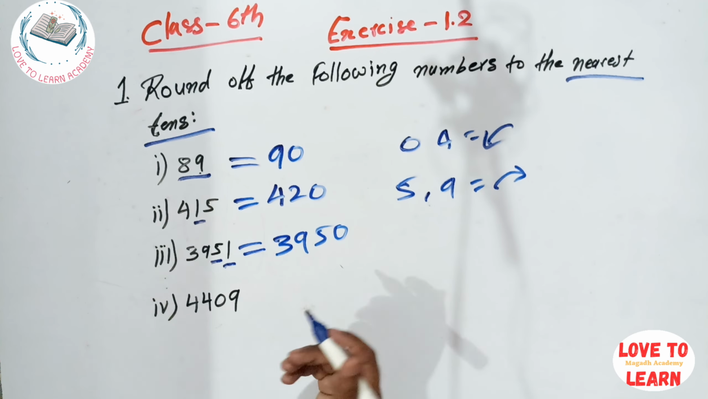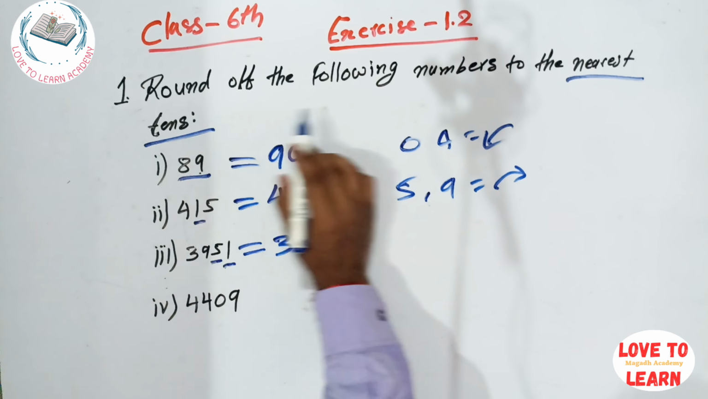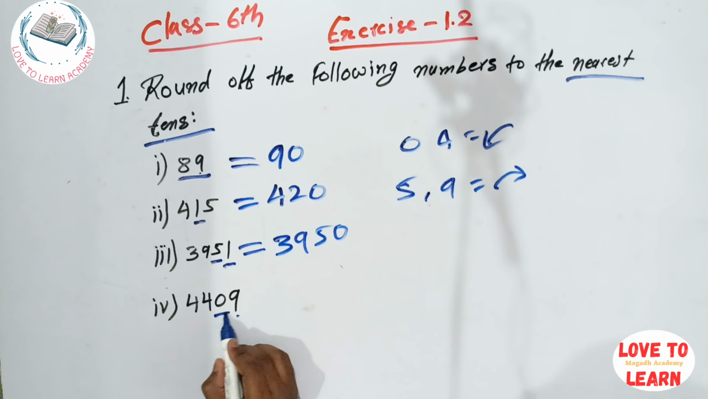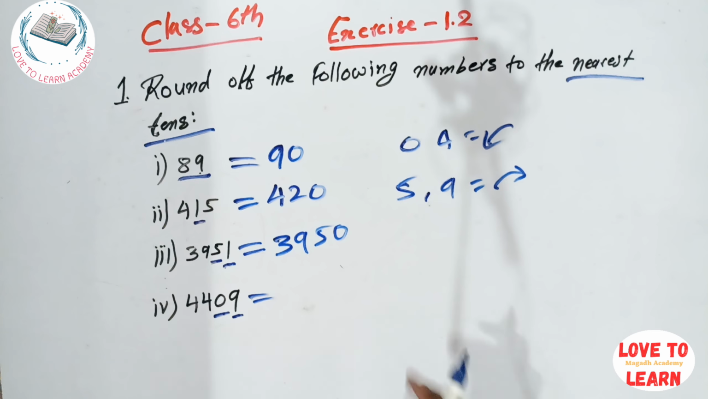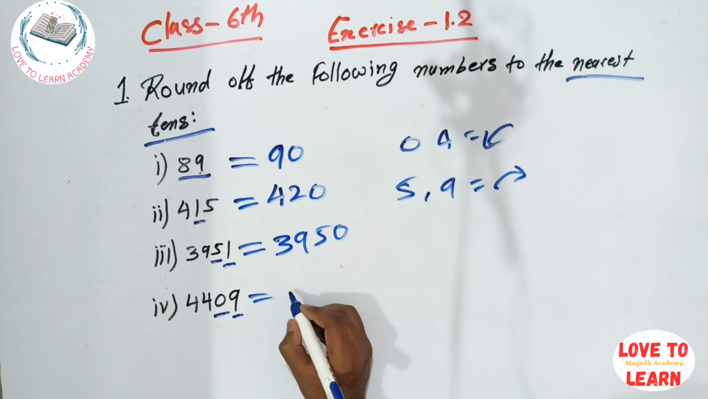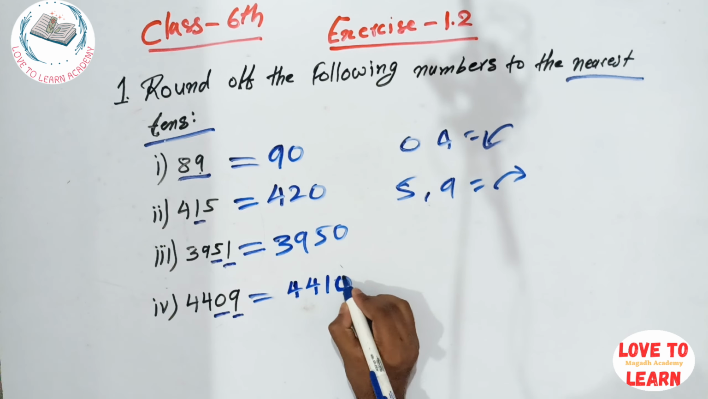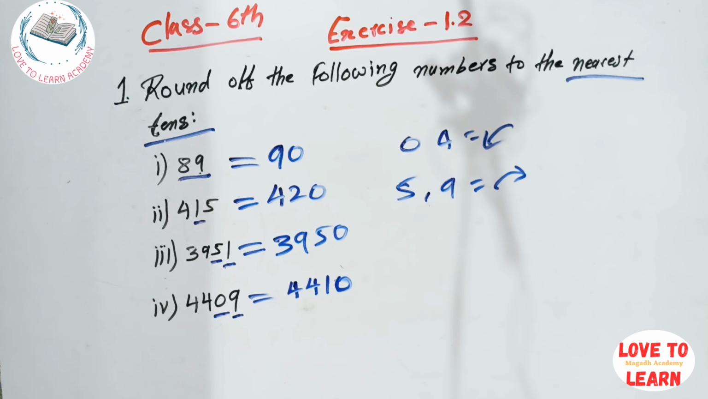Okay, so the last question is for this one. We have to round the number to tens. So ones, tens, it's the tens place. What is its digit here? 9. So what is the nearest number of 9? 5 to 9 goes upward. So if going upward, what will happen here? It will be 4410. Okay, it will be 4410. I hope you understand it.